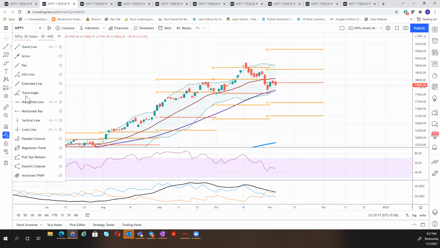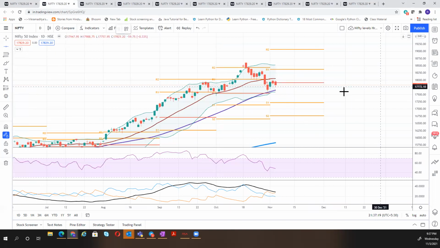Now this is our daily view. We have the central pivot breaking, and if you see the Bollinger Band, the lower Bollinger Band is around 17,573. 17,775 is somewhere here.